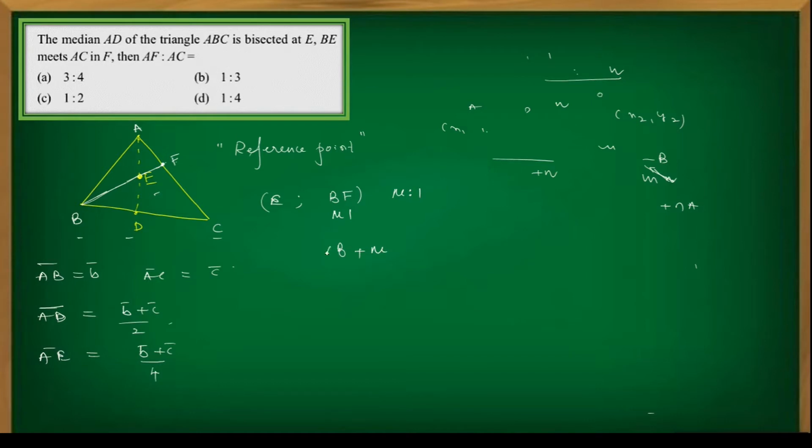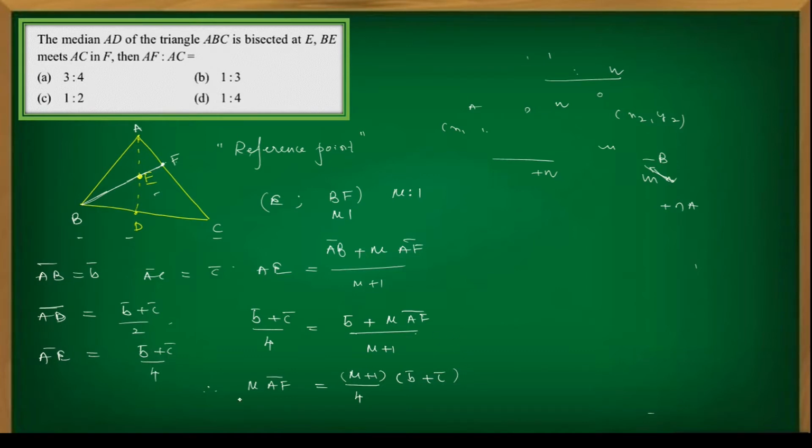1 into B means AB. Position vectors, you have to write mu into AF divided by mu plus 1, which should be equal to AE. Now what is AE? We have (B bar plus C bar) by 4, which is equal to AB, that is B bar, plus mu into AF bar, we don't know, let it be, by mu plus 1. So this implies mu AF bar is equal to (mu plus 1) by 4 into (B bar plus C bar), taking this side, minus B bar. Let it be as it is. This is the one condition I got.